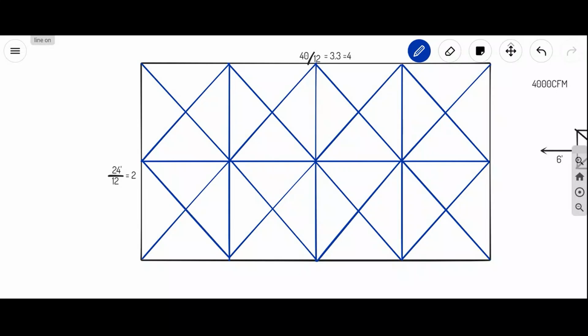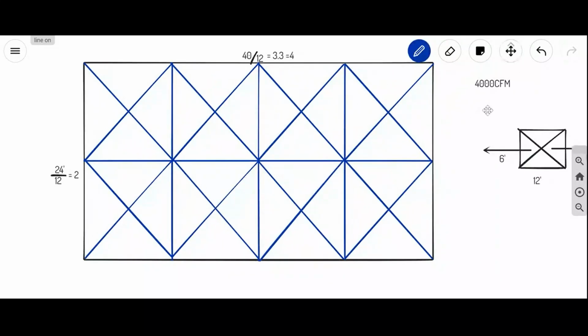So we have found the midpoint. Now how many points do we have? 1, 2, 3, 4, 5, 6, 7, 8. 8 positions we have, right? That means 8 diffusers will come. Divided by 8, what is the value we have? 500 CFM each.